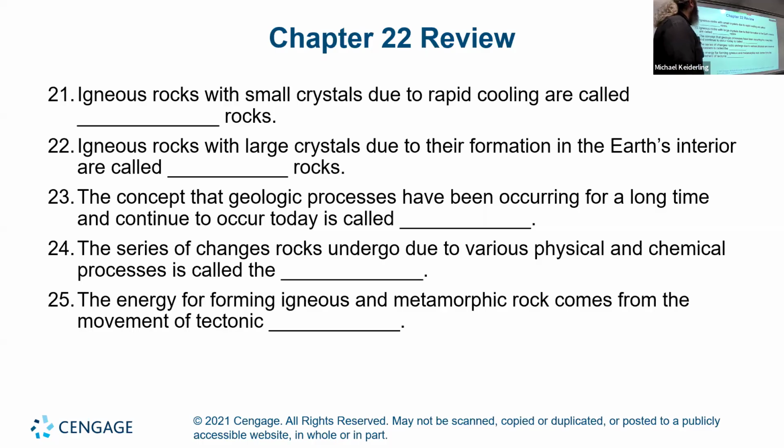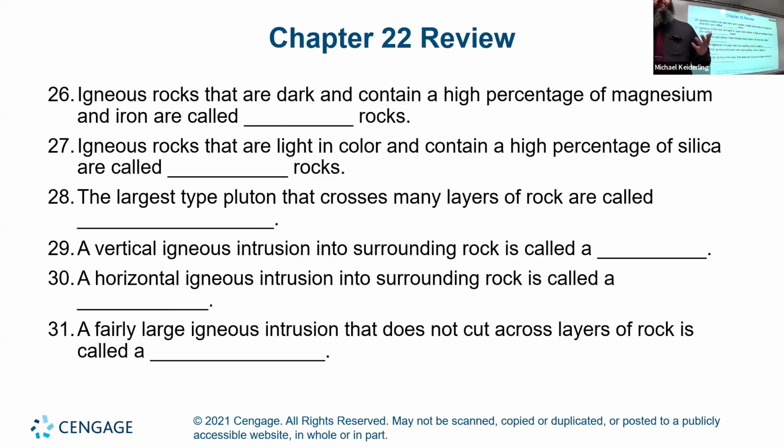And the series of changes rocks undergo due to various physical and chemical processes is called the rock cycle. The energy for forming igneous and metamorphic rock comes from the movement of tectonic plates. Igneous rocks that are dark and contain a high percentage of magnesium and iron are called mafic rocks. Sometimes they're called basaltic, but the technical term is mafic.